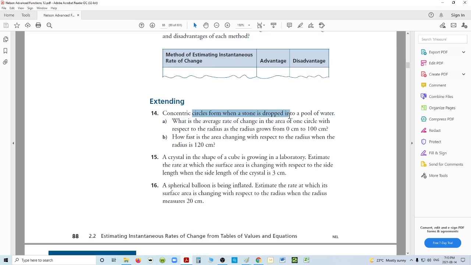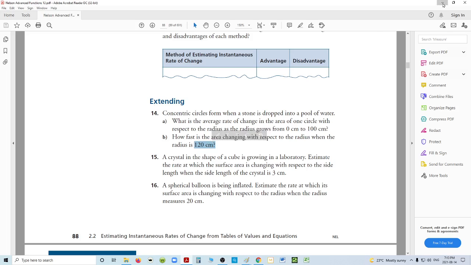Concentric circles form when a stone is dropped into a pool. What is the average rate of change of the area of the circles from 0 to 100, and how fast is the area changing at exactly 120? Interesting. The interesting thing about circles is their area is based on the square of the radius, pi r squared.